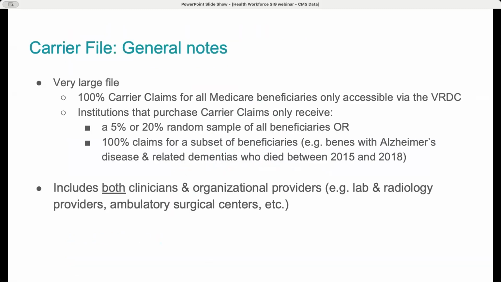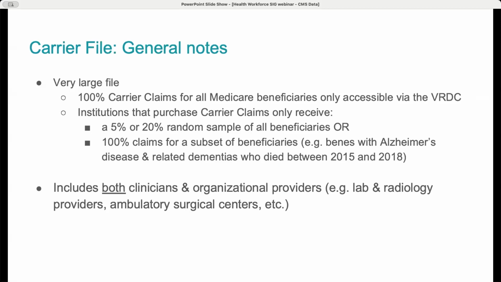So I'm going to talk a little bit about the carrier file. So again, carrier file is Part B, Medicare Part B fee-for-service claims. It's important to note that the carrier file is a very large file because it's all individual clinicians and also outpatient institutional providers that are billing for this. So there's lots and lots of episodes of care. So if you want to access 100% carrier claims for the entire Medicare population, the only way you can do that is via the VRDC. And we're going to talk in a little bit about what the VRDC is.